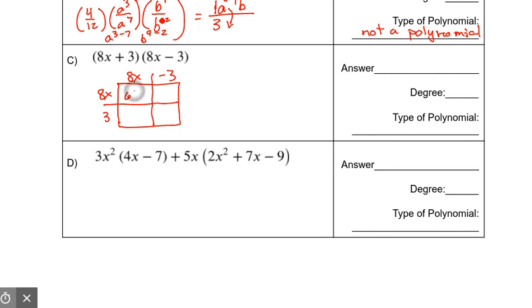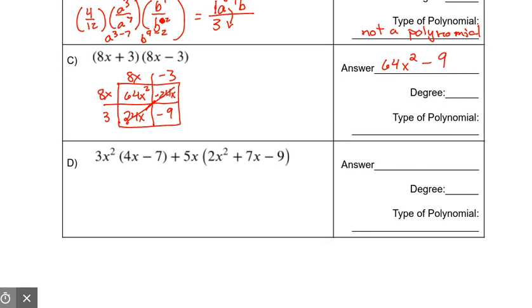8x times 8x is 64x squared. Remember, x times x is x squared. 8x times negative 3 is negative 24x. And now I'm down to the 3. 3 times 8x is positive 24x. And 3 times negative 3 is negative 9. Combine my like terms, and I would get 64x squared. My x's, 24x plus negative 24x, those add up to 0, so I do not write them down. And then we would have minus 9.